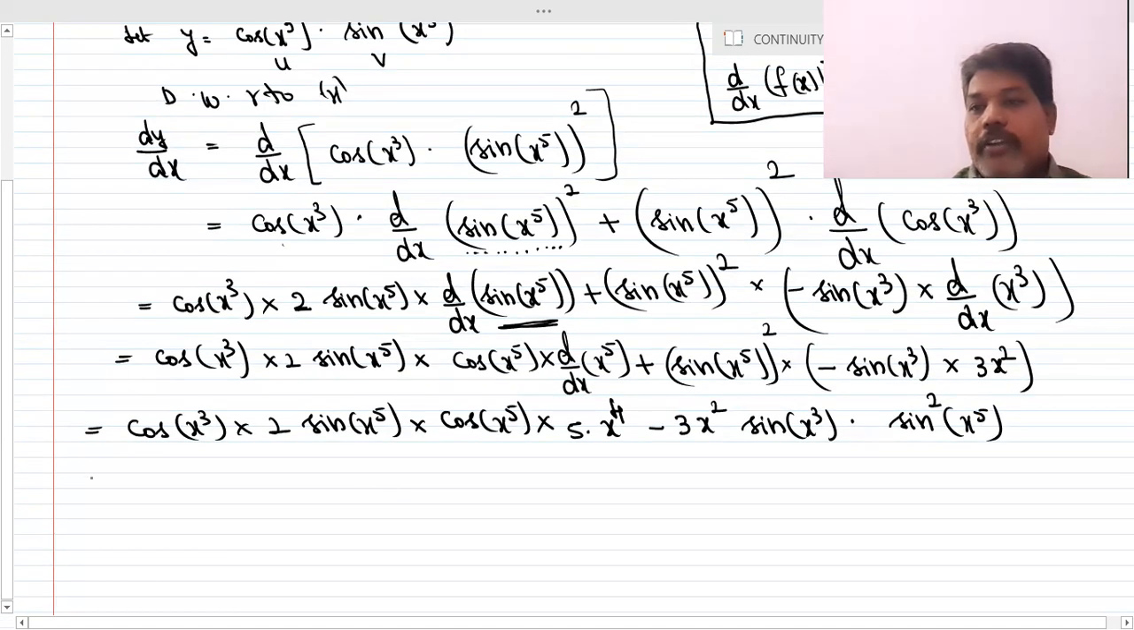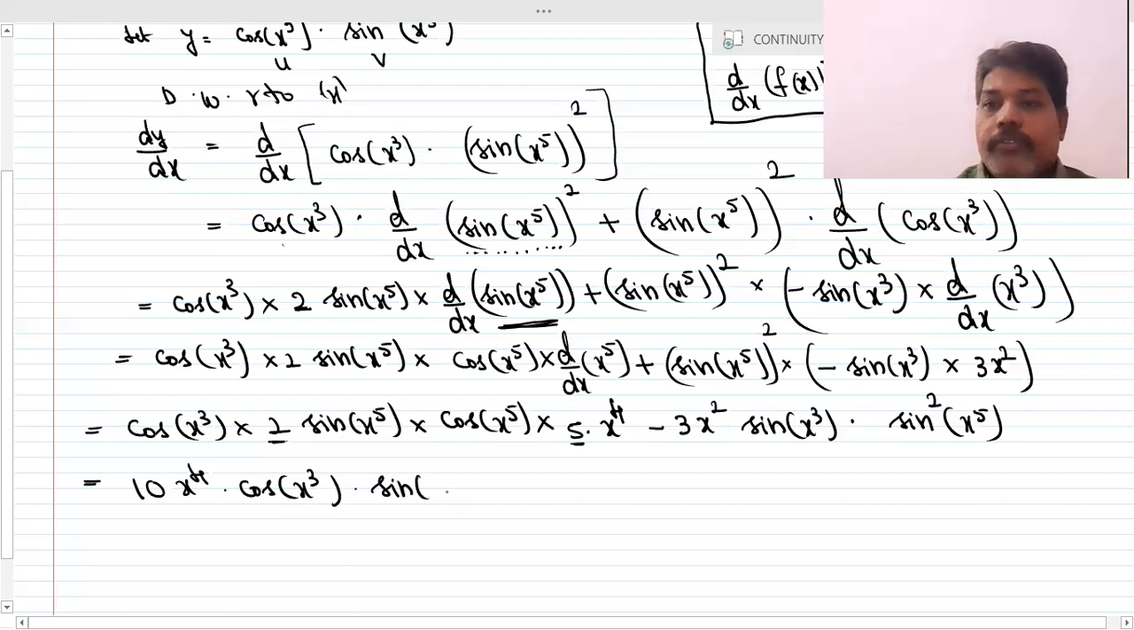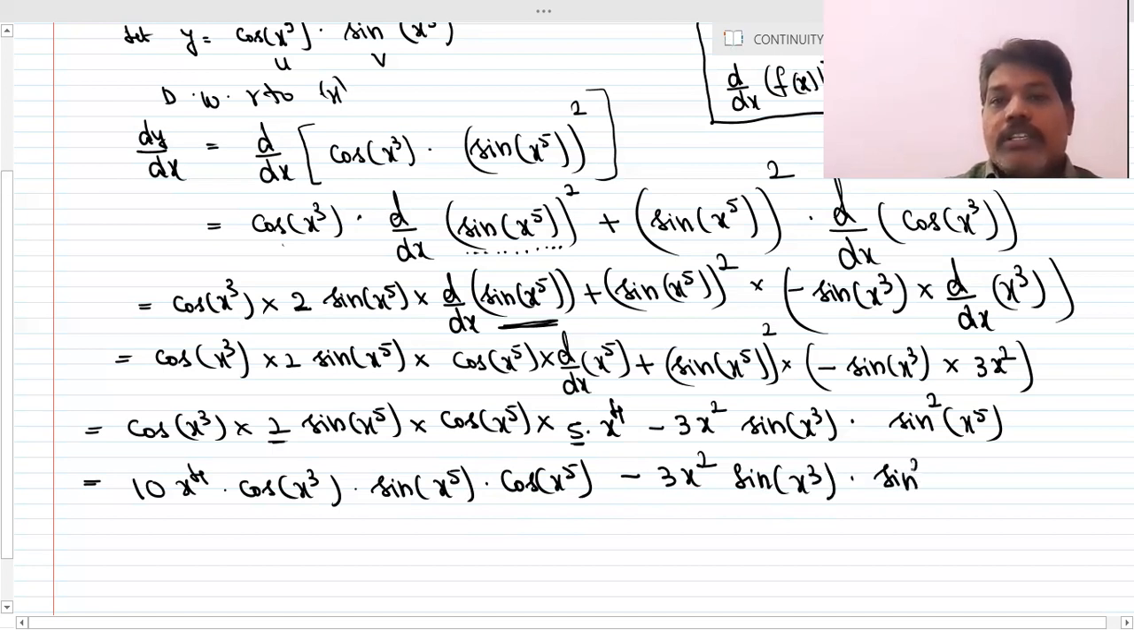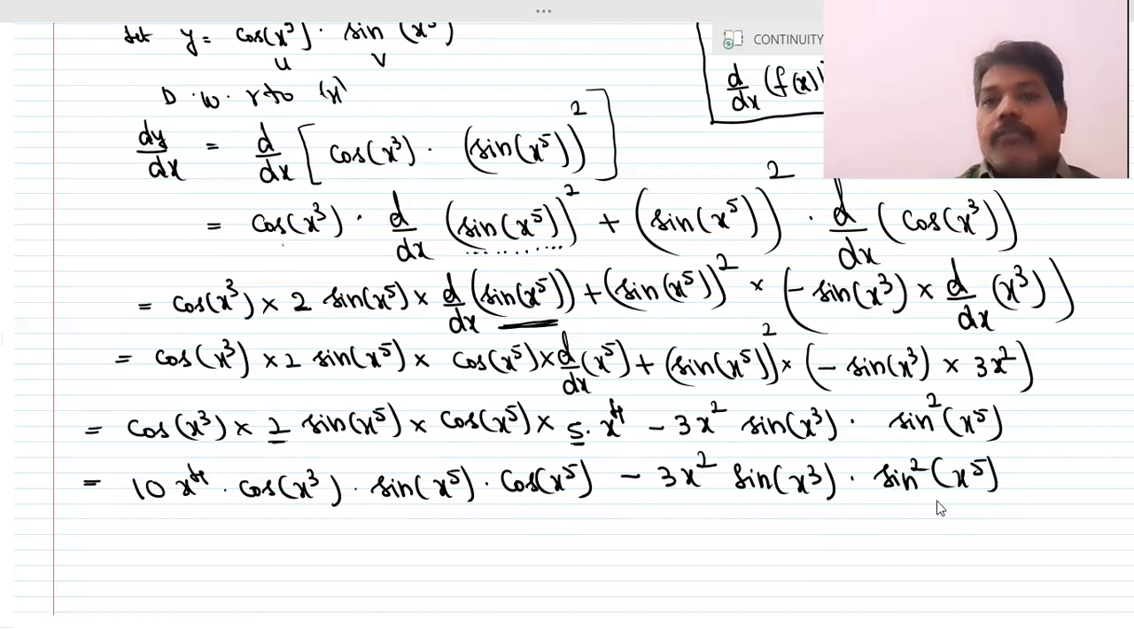So that implies we can write this as 2 into 5, which becomes 10 into x power 4 into cos of x cube into sine of x power 5 into cos of x power 5, minus 3x square into sine of x cube into sine square of x power 5.